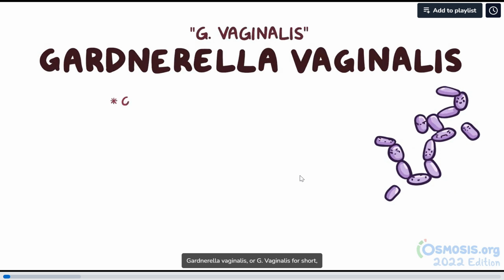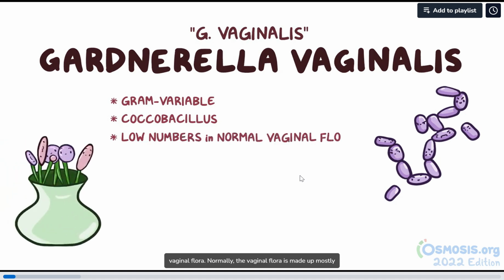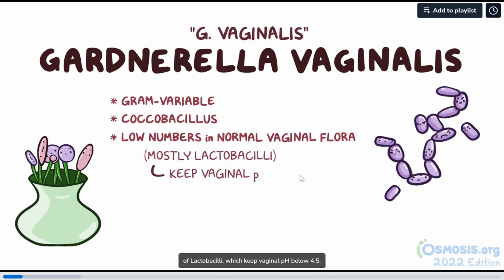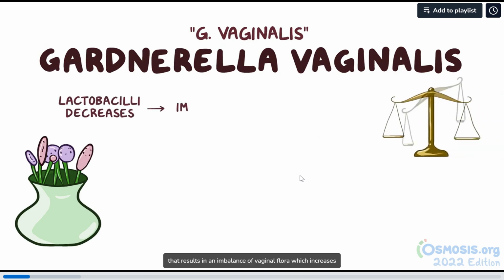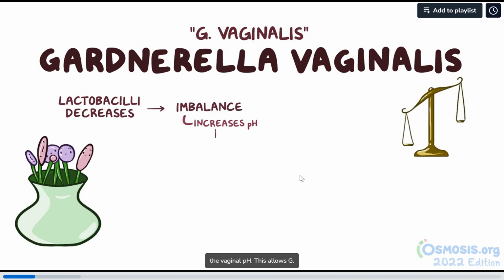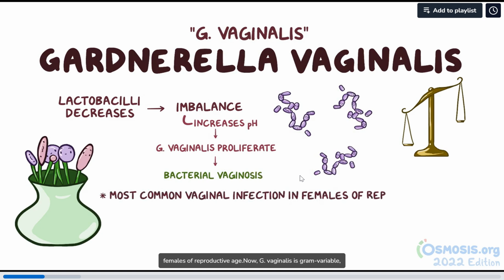vaginalis for short, is a gram variable coccobacillus present in low numbers in normal vaginal flora. Normally, the vaginal flora is made up mostly of lactobacilli, which keep vaginal pH below 4.5. When the number of lactobacilli decreases, that results in an imbalance of vaginal flora, which increases the vaginal pH. This allows G. vaginalis to proliferate, causing bacterial vaginosis or BV, which is the most common vaginal infection in females of reproductive age.